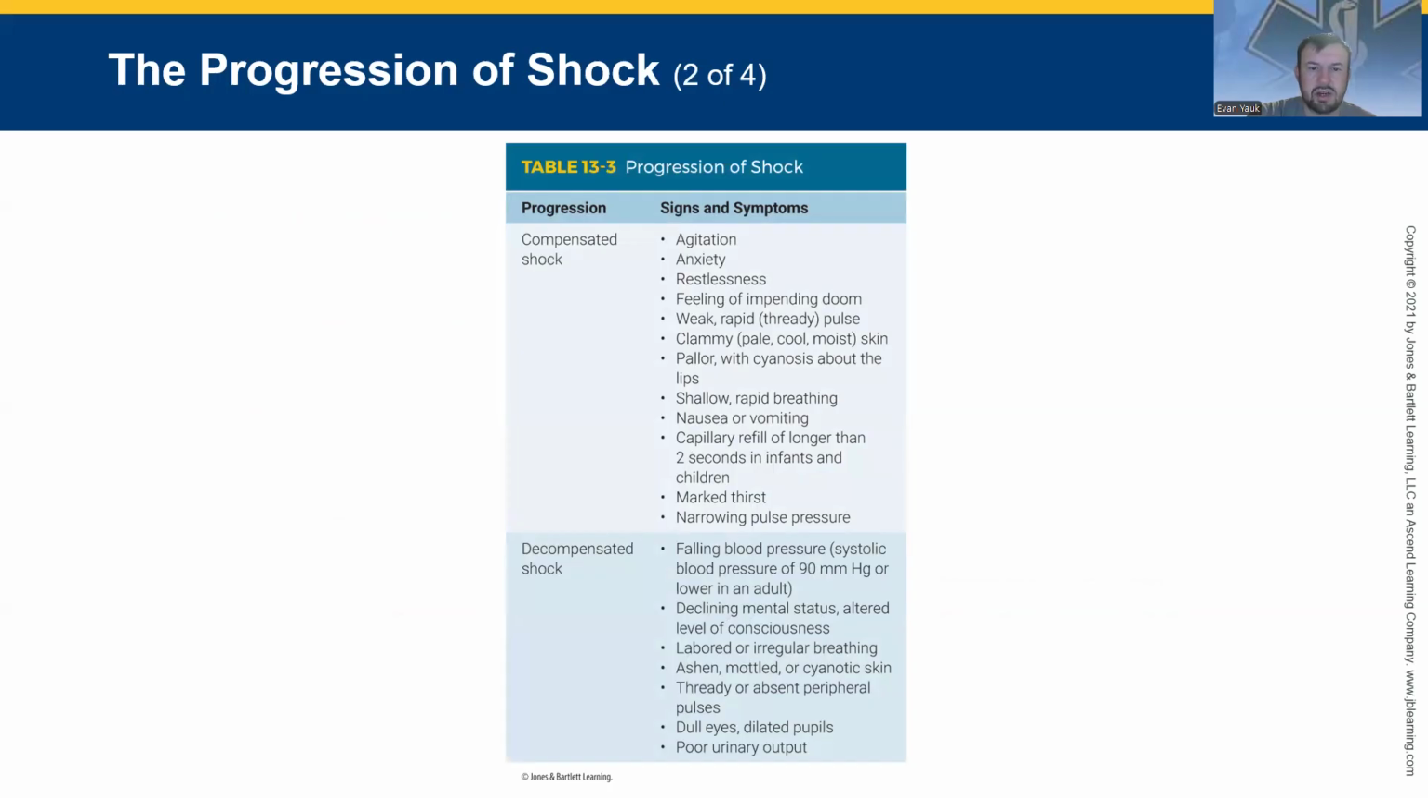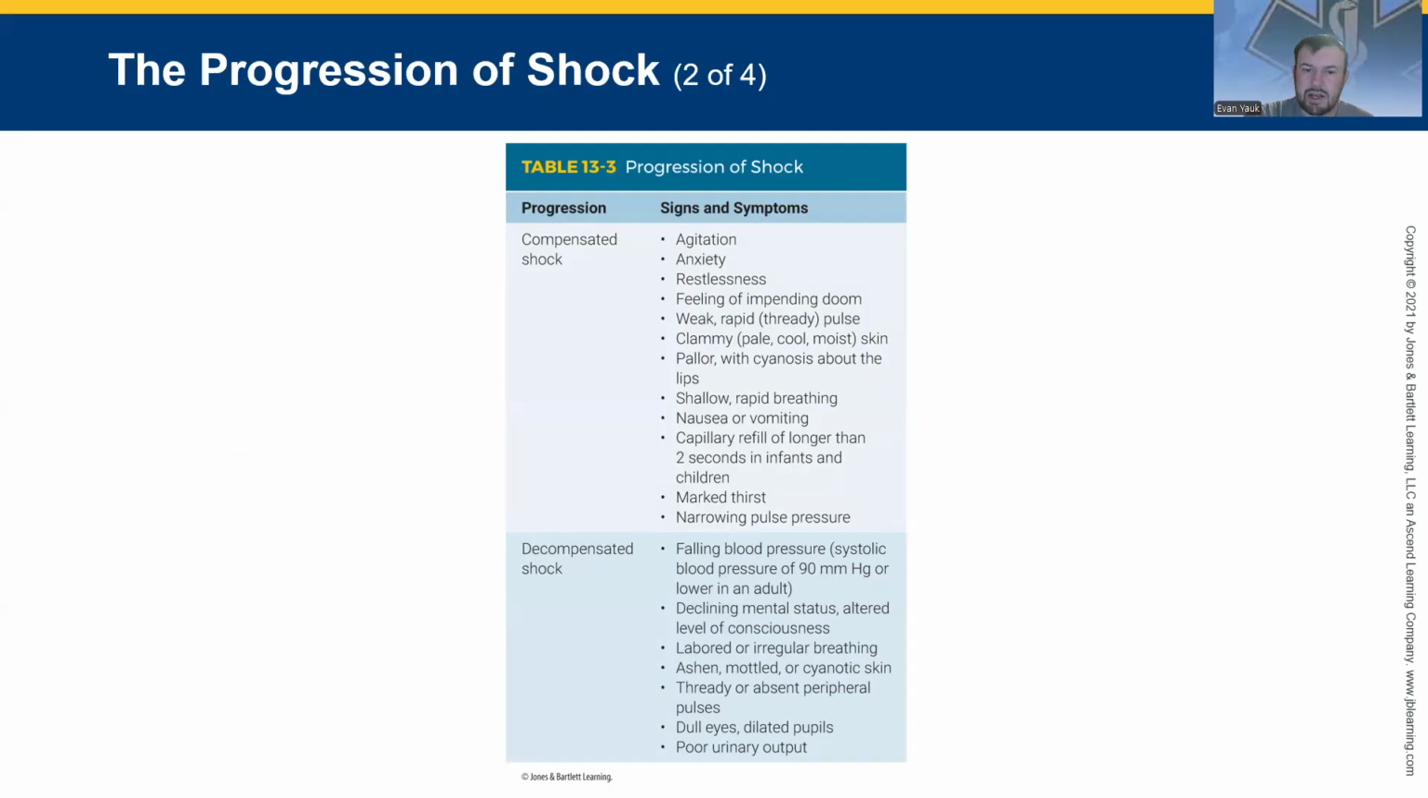So, compensated shock, you can get agitation, anxiety, restlessness, feel of impending doom, weak, rapid, thready pulse, clammy, pale, cool skin, pale or cyanotic about the lips and fingernail beds, shallow, rapid breathing, nausea and vomiting, capillary refill of longer than 2 seconds in infants and children, marked thirst, narrowing pulse pressure.